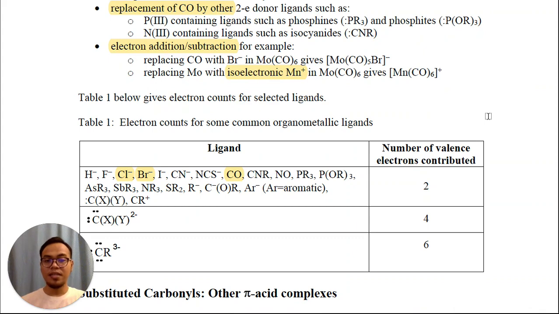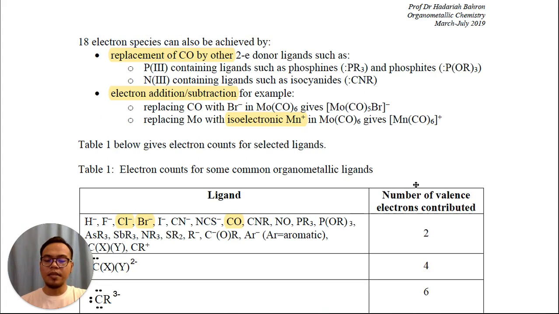And the second one, we learned how odd electron species can be more stable by having 18 electrons in the valence shell orbitals, in the valence shell or in the valence orbital. So this can be done by forming a metal to metal bond, or second, we can replace the CO by any ligands and add or subtract the electrons. So that's all for now.